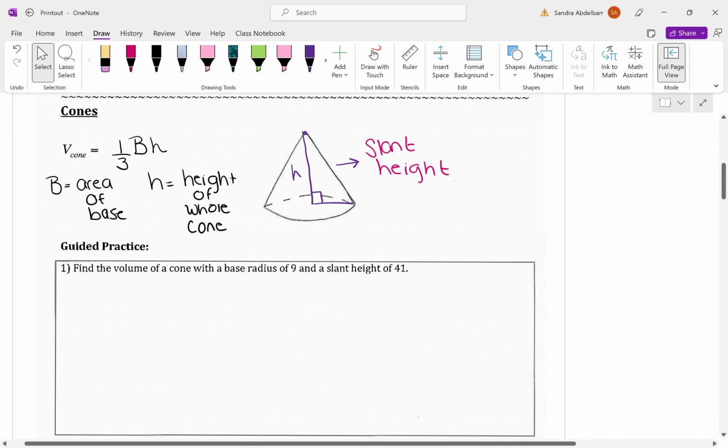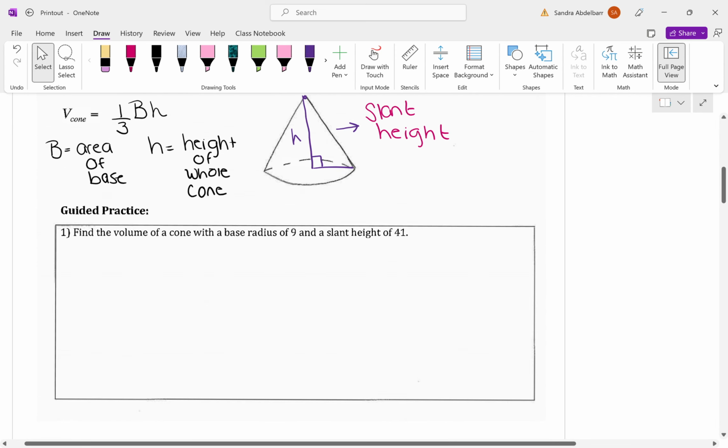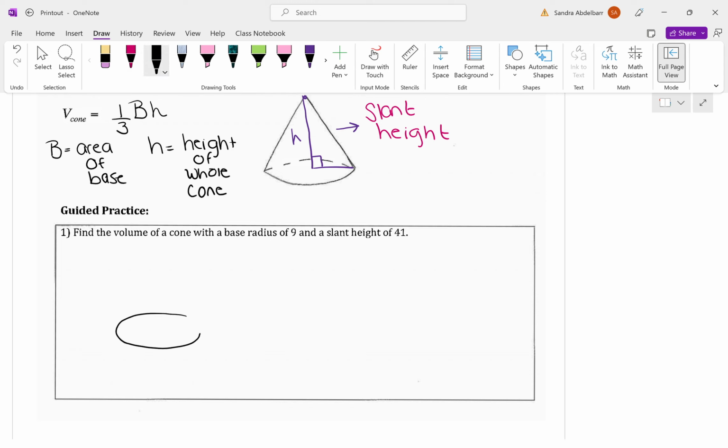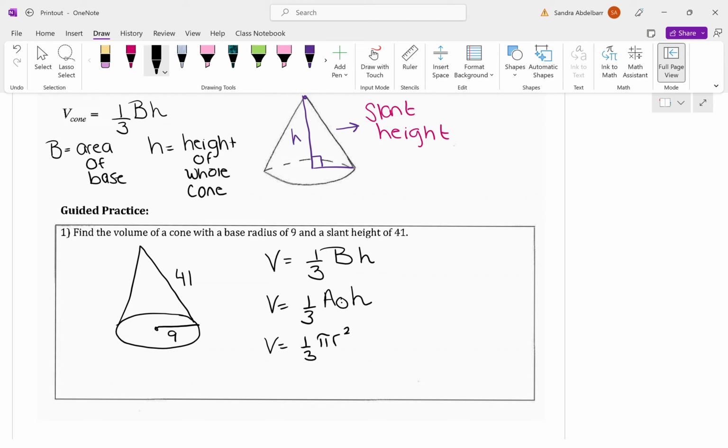Okay, so we want to find the volume of a cone with a base radius of 9 and a slant height of 41. So I'm going to draw a diagram here. I'm going to draw my cone. They're saying we have a base radius of 9, so there's my 9, and a slant height of 41. There's my 41. Now to find the volume of a cone, it's 1/3 area of the base times the height. Well, in this scenario, the base is a circle, so it's area of a circle times the height. So we are 1/3 pi r squared h.